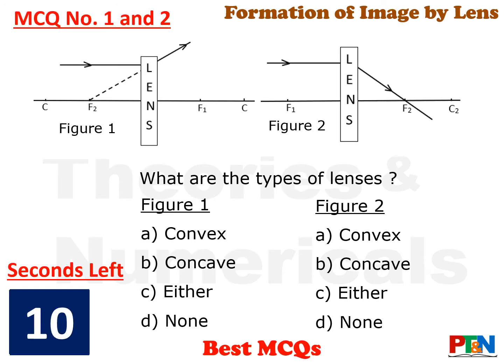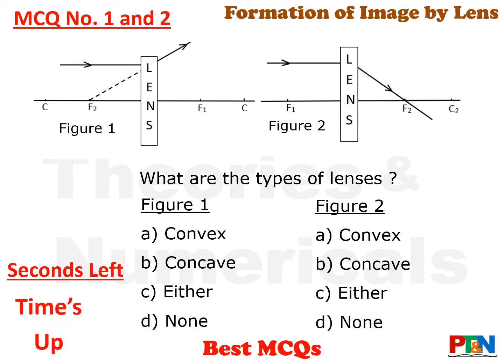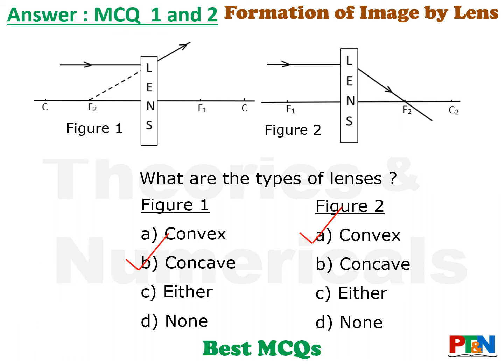Here comes the first MCQ, in fact 2 MCQs together. So 2 ray diagrams have been given under figure 1 and figure 2. You need to identify the type of lens. You have got 10 seconds time. Easy one. Get your answer. Your time starts now. Time's up. Hope you got your answer. Let's see the answer. The first one is concave lens. You can see this is a diverging lens. So it is a concave lens. The second one is a converging lens. So it will be a convex lens.